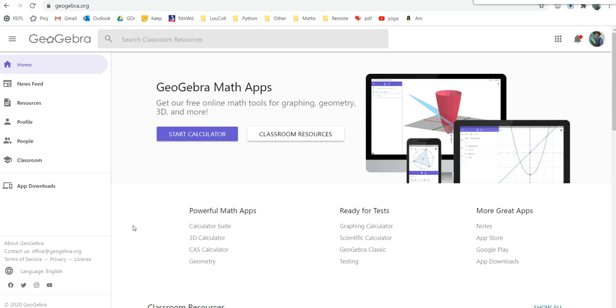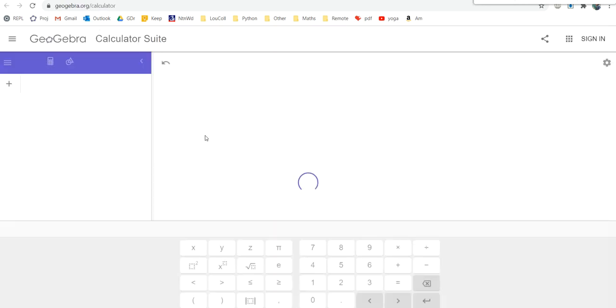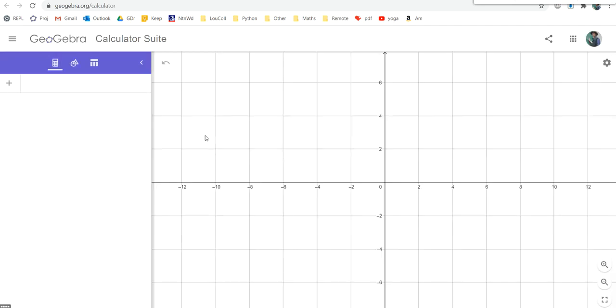In this video, I want to show you how you can make use of the free GeoGebra website to investigate graph transformations. So if you head over to geogebra.org, and also most of what I'm telling you, you can do using their graphing calculator app, which is available for free for your phones and tablets as well. If we click Start Calculator, then we can sketch for ourselves a graph.